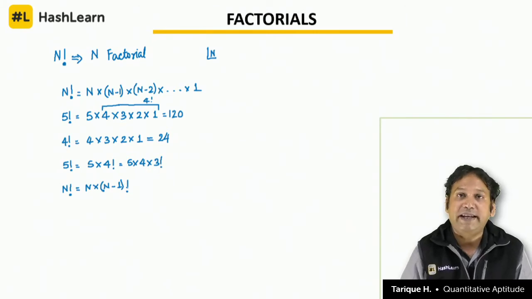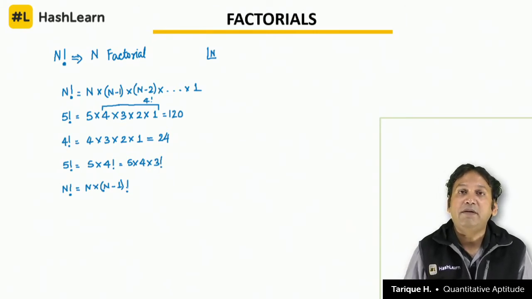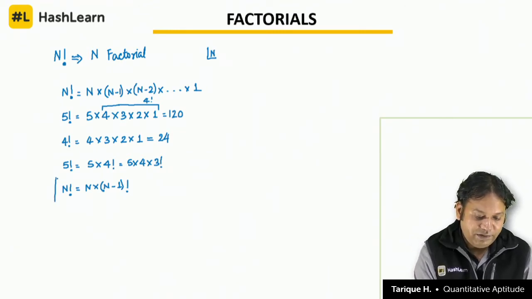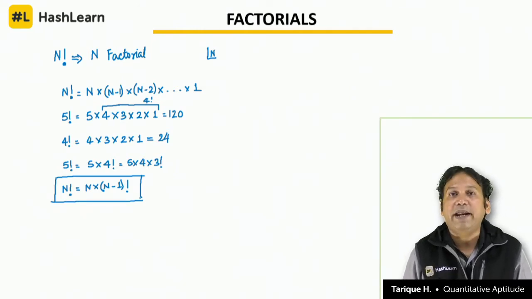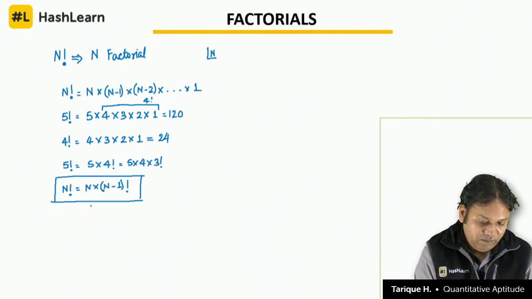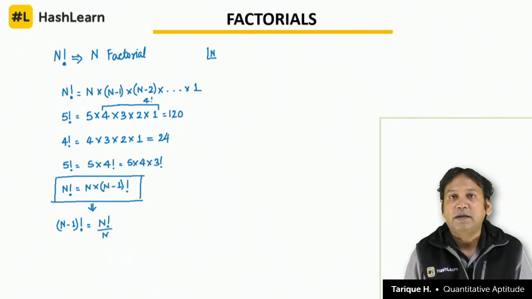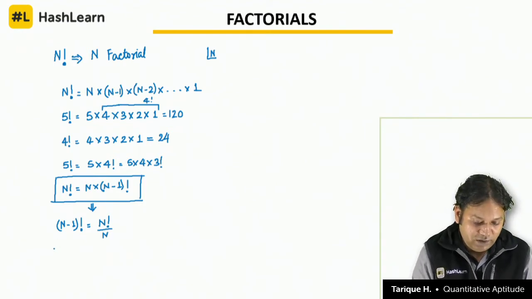We can also write it as n into n minus 1 into n minus 2 factorial. From this particular equation that I have written here, that n factorial is equal to n into n minus 1 factorial, we can also write that n minus 1 factorial is equal to n factorial divided by n. Clear? Now in this particular equation, if you put n equal to 1, what will happen?